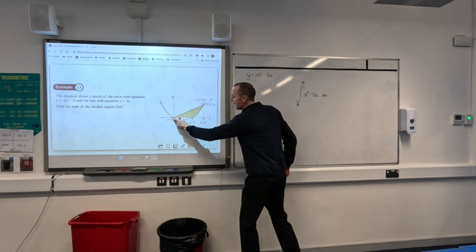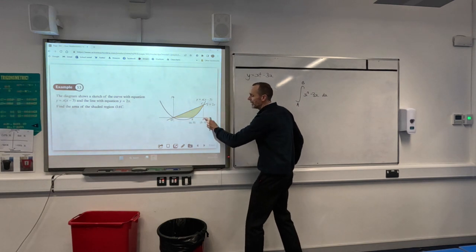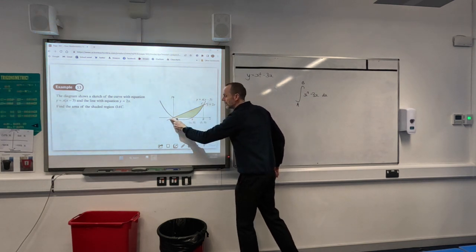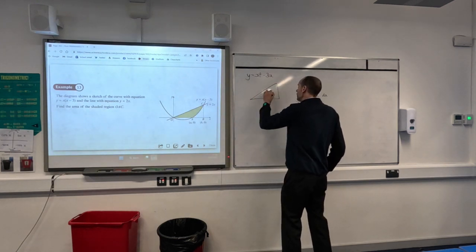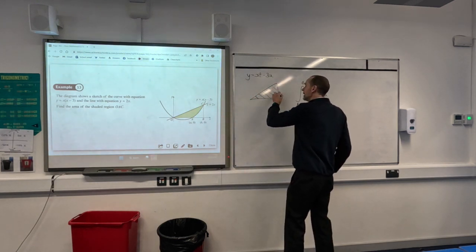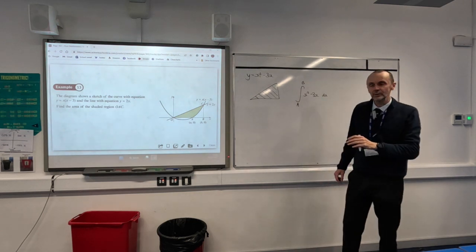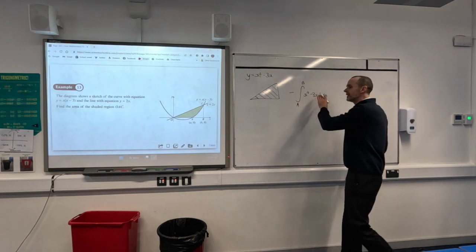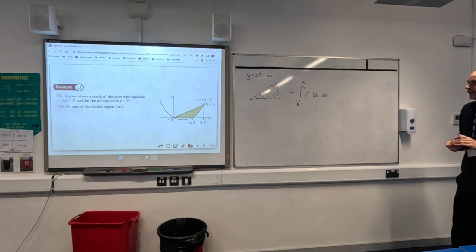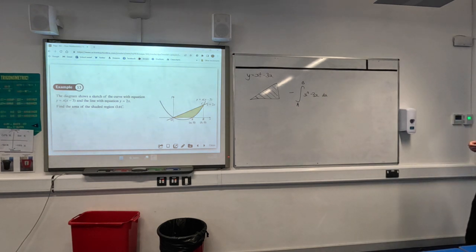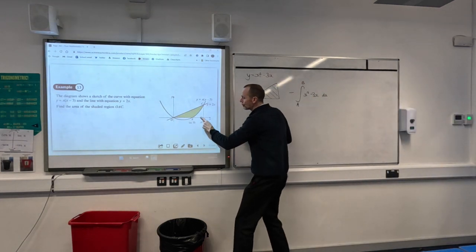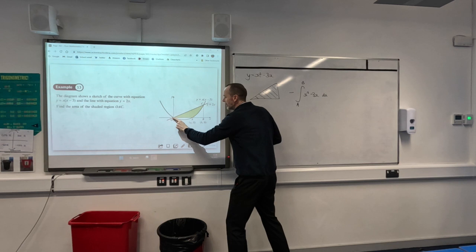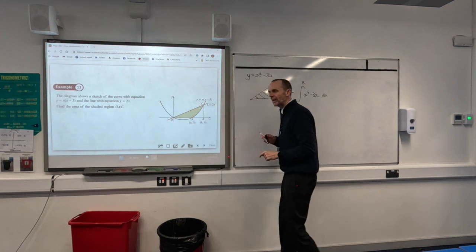This triangle here that goes up to B and up and then down the red line, that triangle there, if I work out that area, base times height divided by 2, and subtract the area under the curve, that's going to give me the area that I'm after. So the yellow area is the area of the triangle minus that little area there.